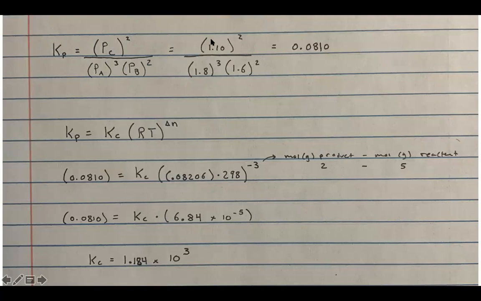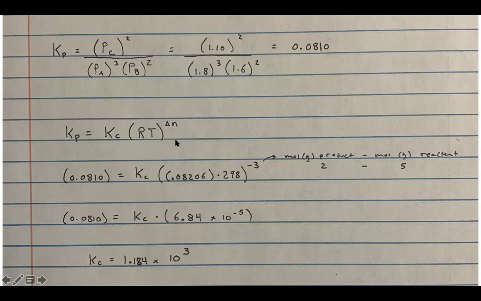Okay, so what I did is I plugged in these values, raised them to their respective powers, and found that our Kp is about 0.081. But this question asked not for our equilibrium constant in terms of pressure, but actually in terms of concentration. I would actually write this equation down. It's not one that they typically ask for, but it's one of the few equations that does come up in this course that I believe is not on your equation sheet.